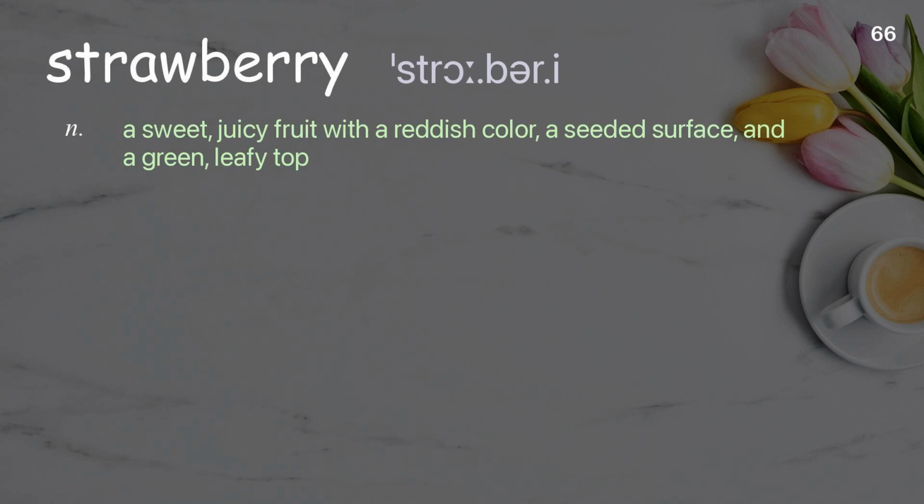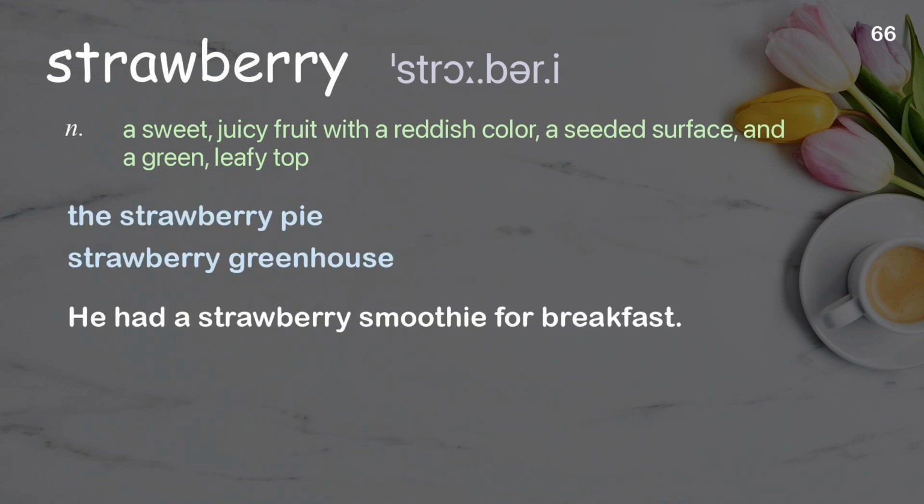Strawberry. A sweet, juicy fruit with a reddish color, a seeded surface, and a green, leafy top. Examples: The strawberry pie. Strawberry greenhouse. He had a strawberry smoothie for breakfast.